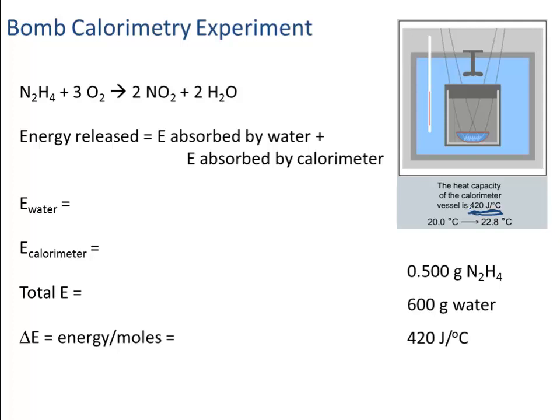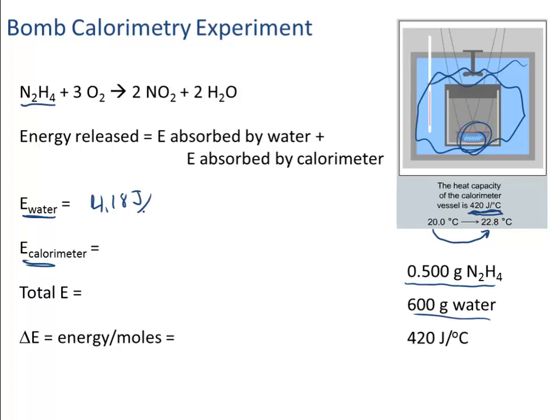And so in this case, we're going to react hydrazine, N2H4, with oxygen. And when you do that, if you use 0.5 grams of hydrazine, the temperature goes from 20 degrees to 22.8 degrees if the calorimeter holds 600 grams of water. So the calorimeter here, the reaction happens in here. This is filled up with water. You've got 600 grams of water in there. And so the energy that is produced is used both for heating up the water and heating up the calorimeter.